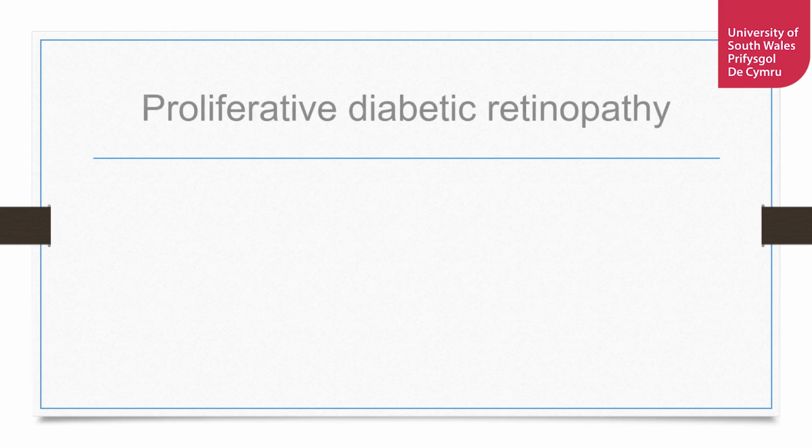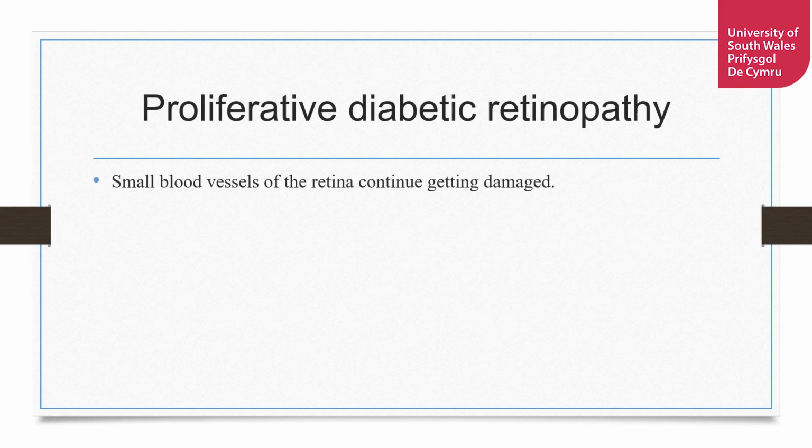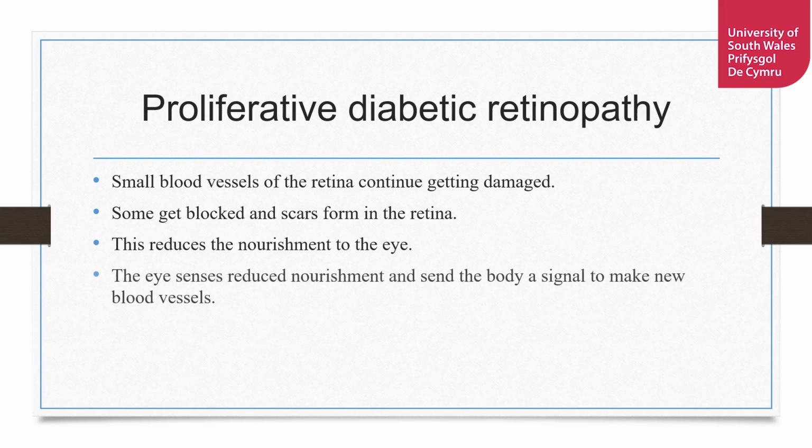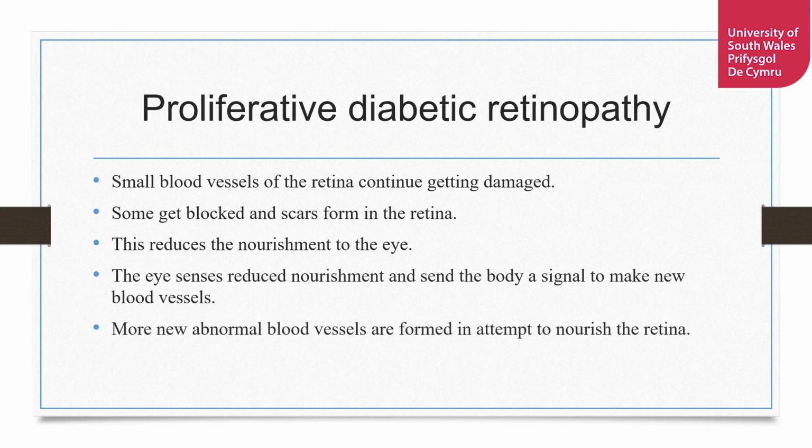Then we have proliferative retinopathy. Small blood vessels of the retina continue getting damaged. Some get blocked and scars form in the retina. This reduces the nourishment to the eye further. The eye senses a reduced nourishment and sends the body a signal to make new blood vessels. More new blood vessels that are abnormal are formed in an attempt to nourish the retina.